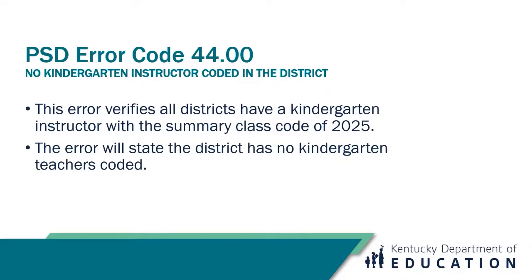So PSD Error Code 44, no kindergarten instructor coded in the district. You have to have this. You will have an error message if you don't have a kindergarten instructor with a summary class code of 2025. I get this question every year, but we have someone, but they're not coded to this 2025, and they need to be. The error will state the district has no kindergarten teachers coded. So you do need a kindergarten teacher at 2025.